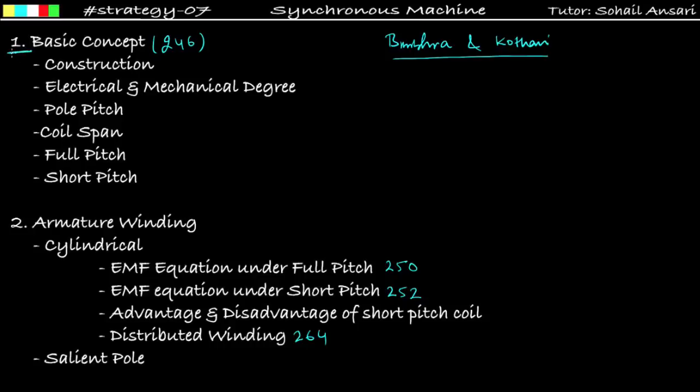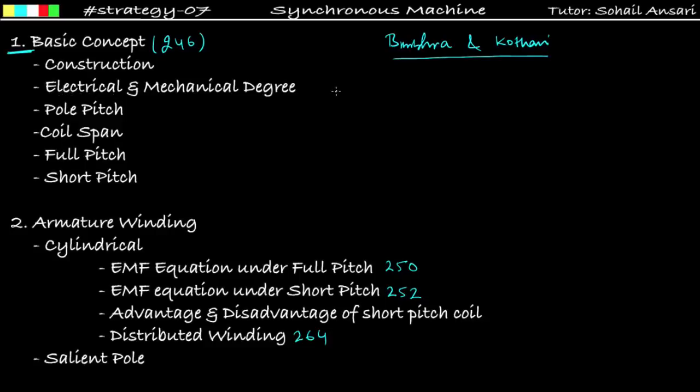In all the machines, the first thing you have to study is the basic concept. In what way it is different from the DC machine, transformer or induction machine, that thing you have to study in basic concept. As we have gone through, the induction machine is a singly excited machine, right? However, the synchronous machine is a doubly excited machine. It means we are supplying voltage to the field as well as AC voltage to the armature winding also. So it is a doubly excited machine. So you have to know about these things, about the construction.